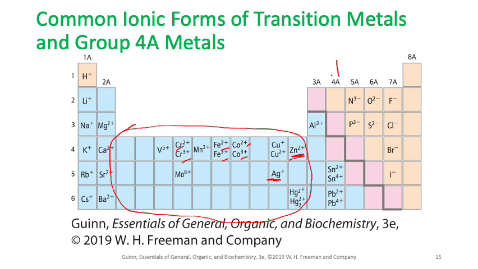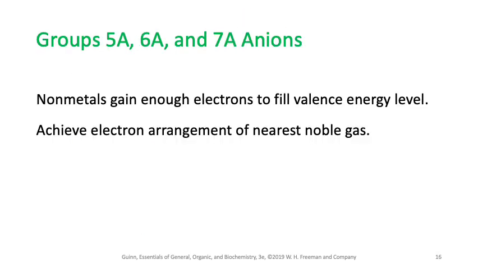For group 4A, you can see they also show variable charges: Sn +2 and Sn +4 for tin, Pb +2 and Pb +4 for lead, right? So they might also show variable charges. So you have to write the Roman numeral whenever you name any group 4 element with a variable charge, or a transition element. Now let's talk about groups 5A, 6 and 7, which belong to the non-metal group.